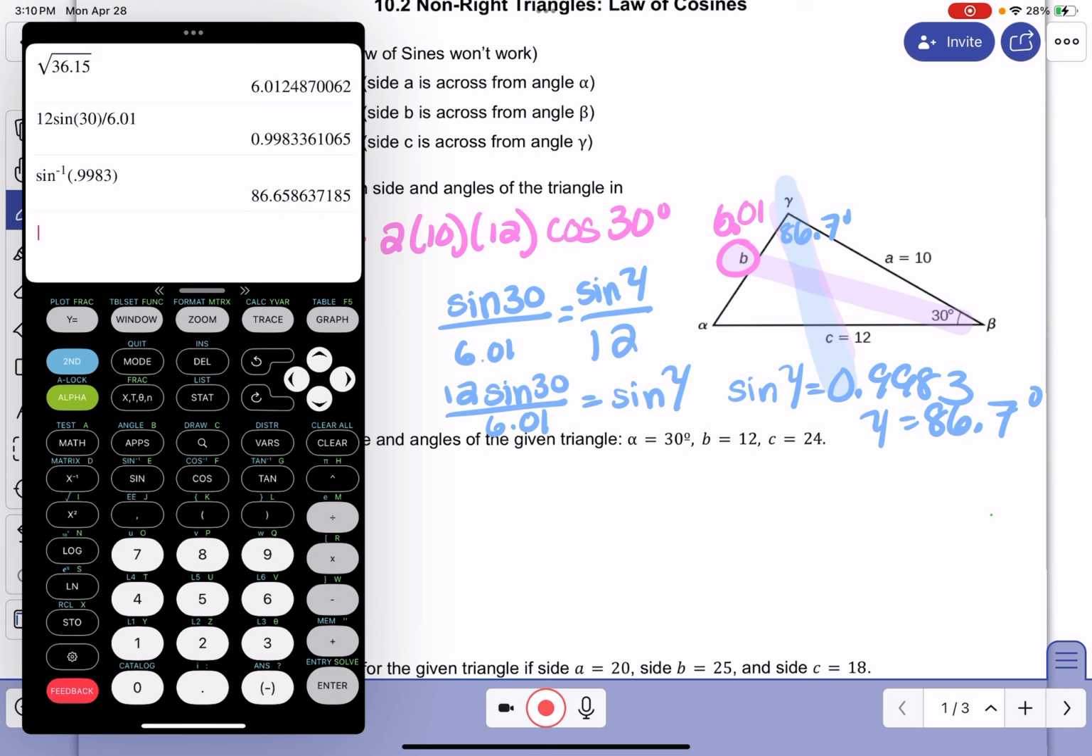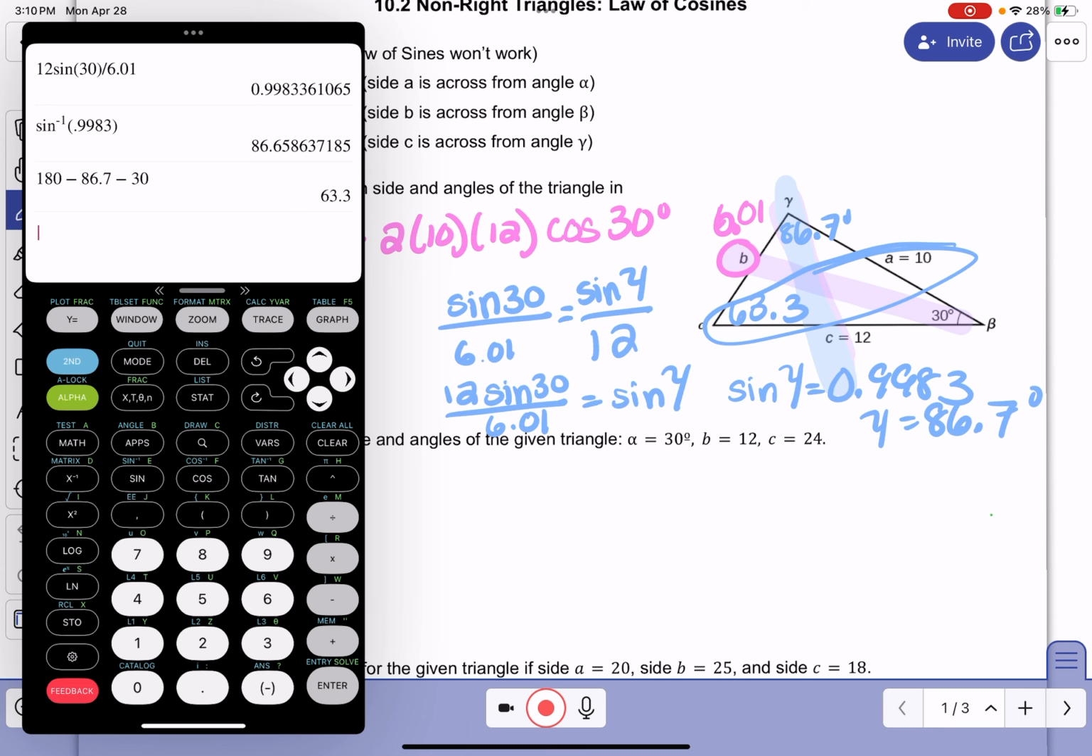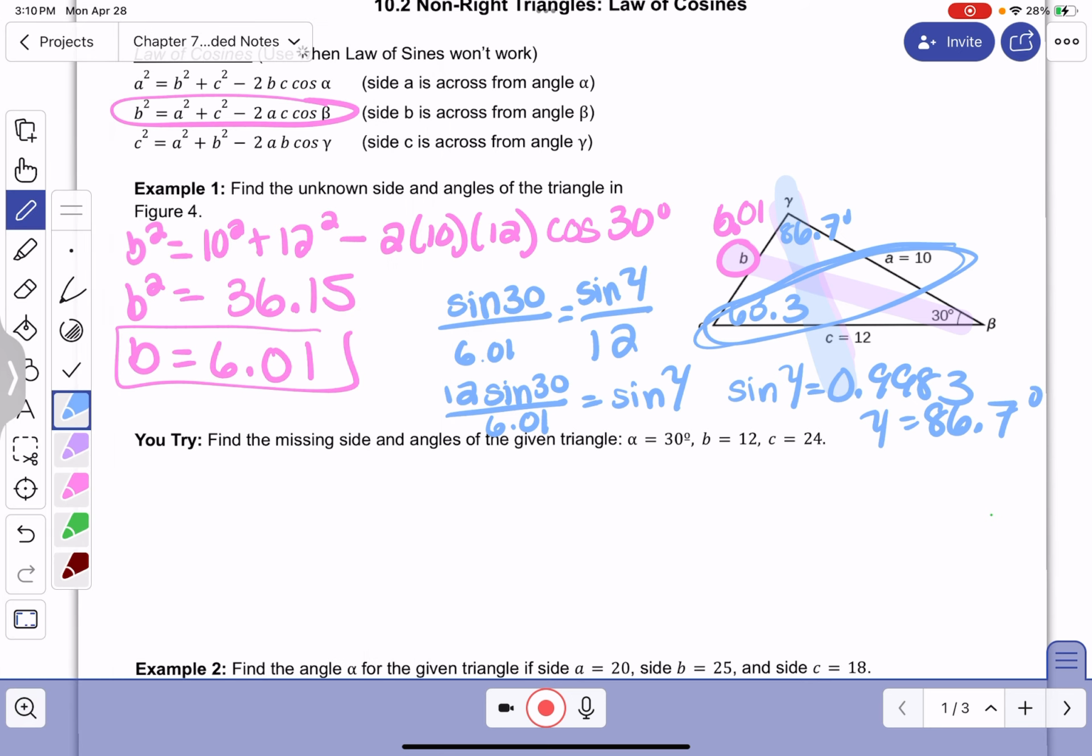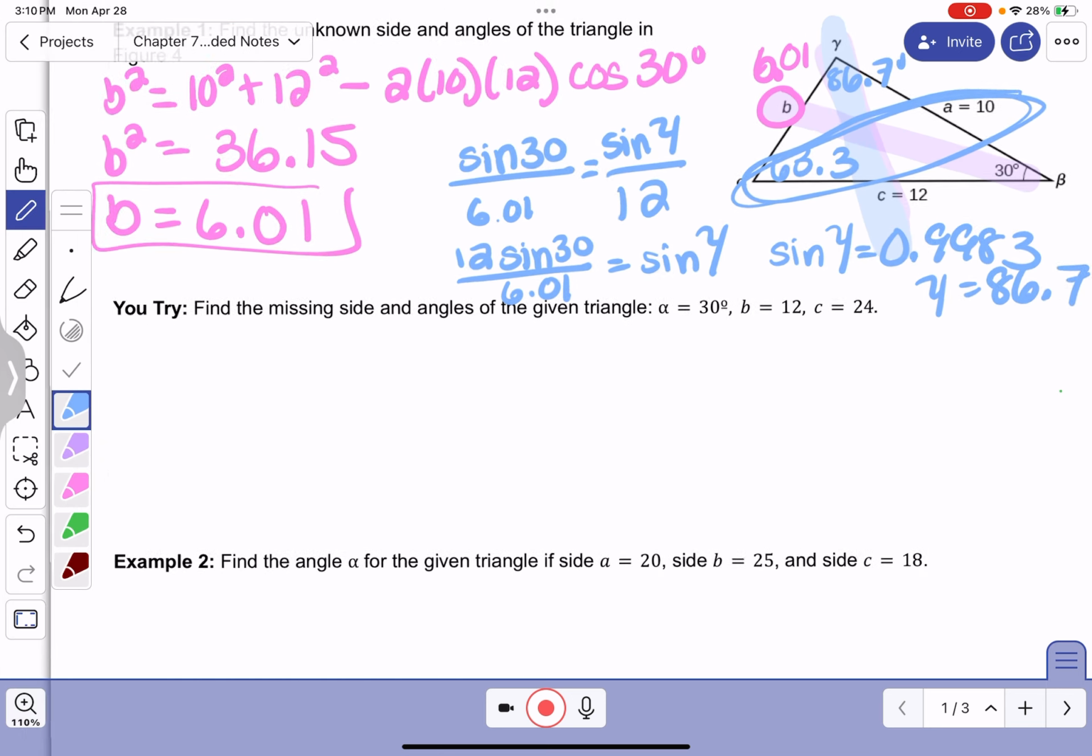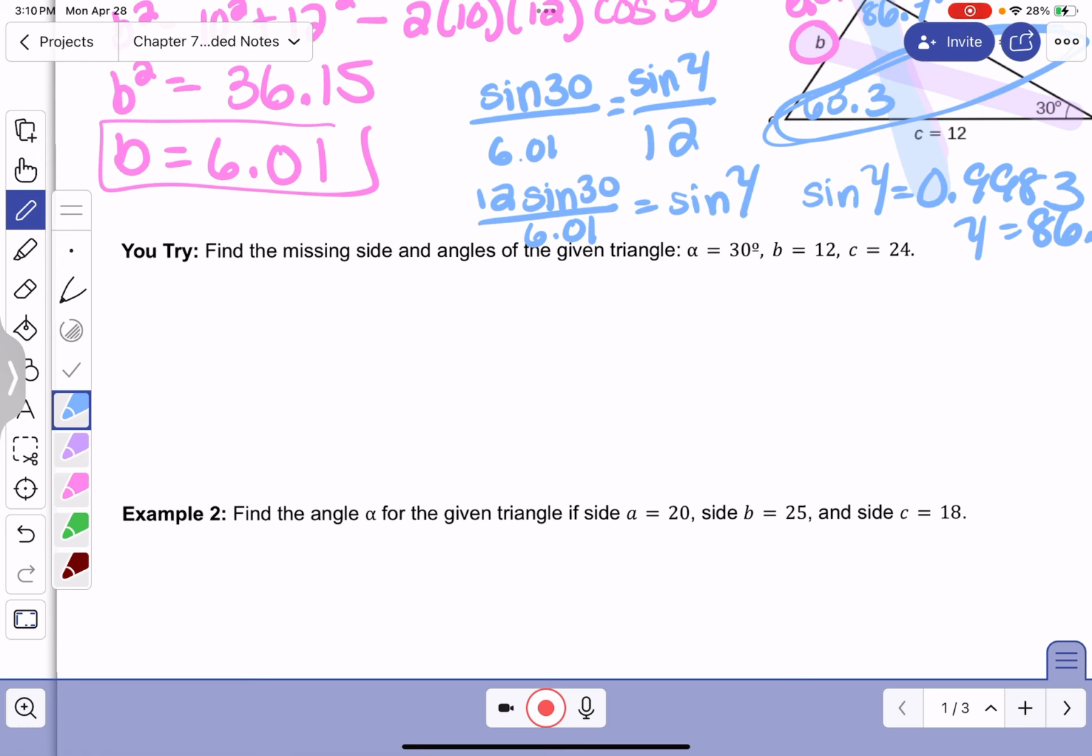And then we know a triangle adds up to 180. So 180 minus 86.7 minus 30 gives us 63.3. Now, if you had done this pair first, your numbers might be slightly off with our rounding, but I'll always have both possibilities, so don't worry about that if you do it in a different order. So you try the next one.